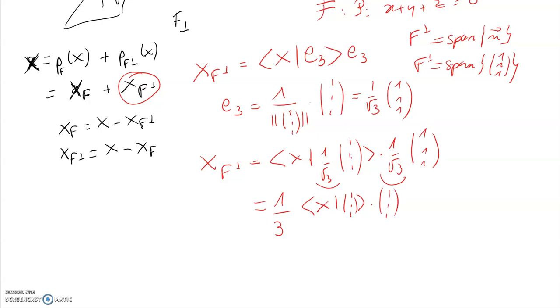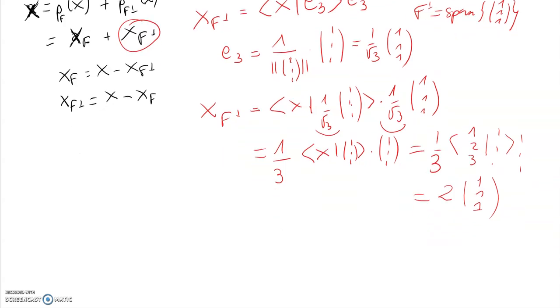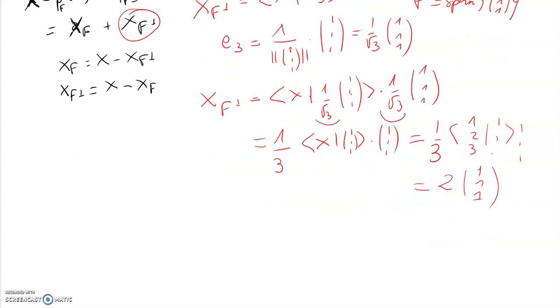And so in our case, that's giving us 1 over 3 times the vector 1 2 3 with 1 1 1 times 1 1 1. So that's 1 plus 2 plus 3, that's 6 divided by 3, that's 2 times 1 1 1, so that XF orthogonal is the vector 2 times 1 1 1. And that actually gives us what we are looking for. We are looking for X minus P of X, and that's exactly XF orthogonal. If we're looking for the norm of it, this is what we get: as before, square root of 12, so that's 2 square root of 3, just like before.